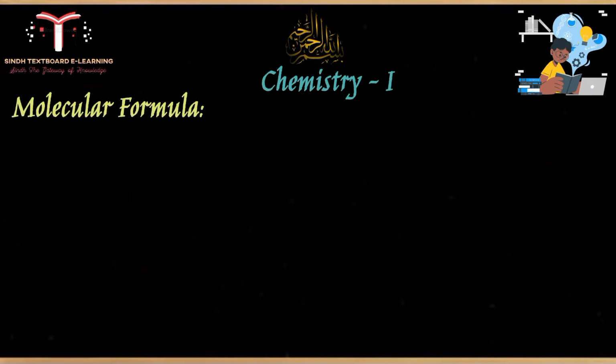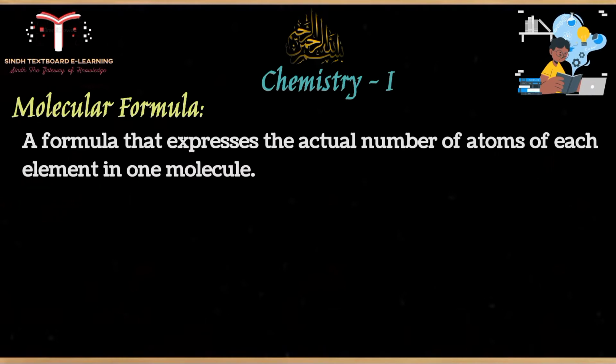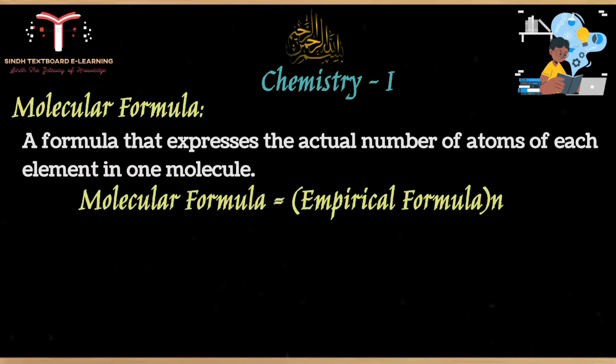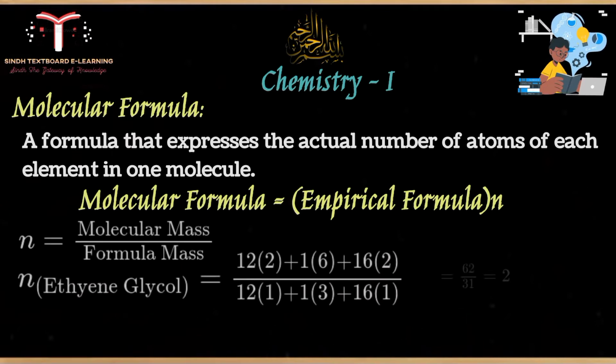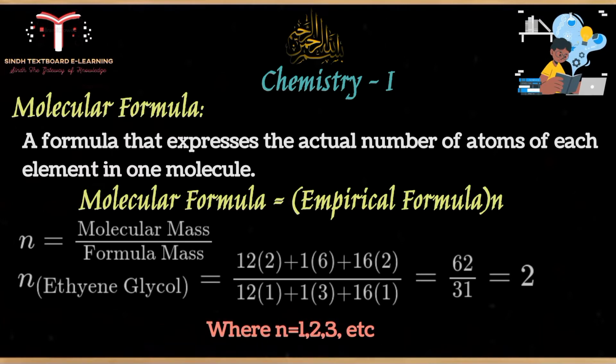Moving towards the next topic, molecular formula. Molecular formula is the actual number of atoms of each element in one molecule. It is referred to as the actual formula. We can find the molecular formula by first finding the empirical formula, then multiplying it by the constant n. Quotient n is equal to molecular mass over formula mass. Molecular mass will be given, and formula mass we can calculate by finding the empirical formula. In questions we always get numbers like 1, 2, 3, etc.